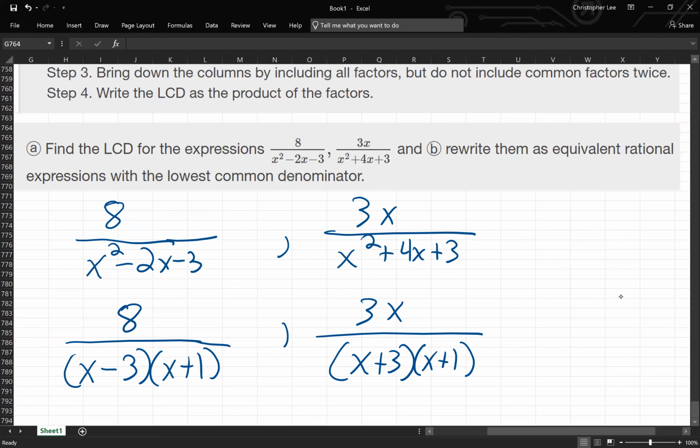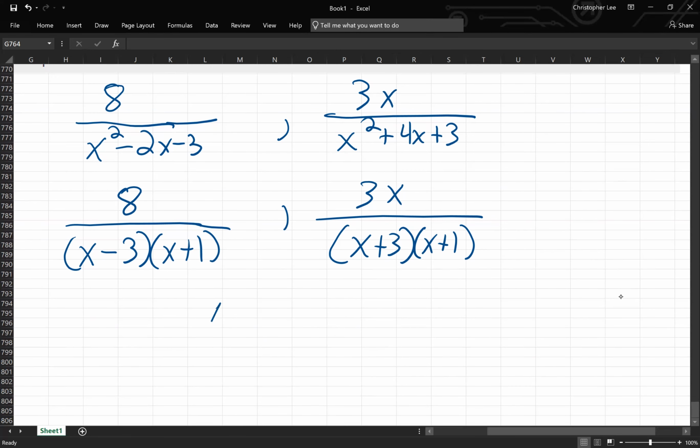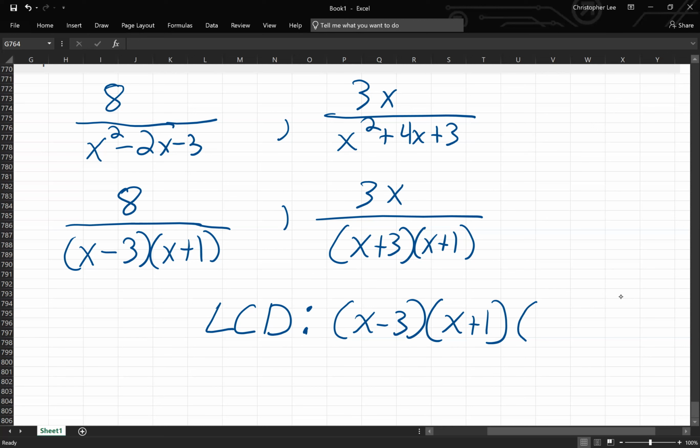Now, I want to find the LCD, right? Not doing any math here yet, not adding, not subtracting, just trying to find the LCD, right? And the LCD is as follows, right? Take one of them. It doesn't matter which one. I'm going to take the first one just because it's the first one over here, right? I have x minus 3 and I have x plus 1, right? Now I'm going to look at the second denominator, which is x plus 3 and x plus 1, right? I already have an x plus 1, but I don't have an x plus 3, so I'm going to multiply this by x plus 3.